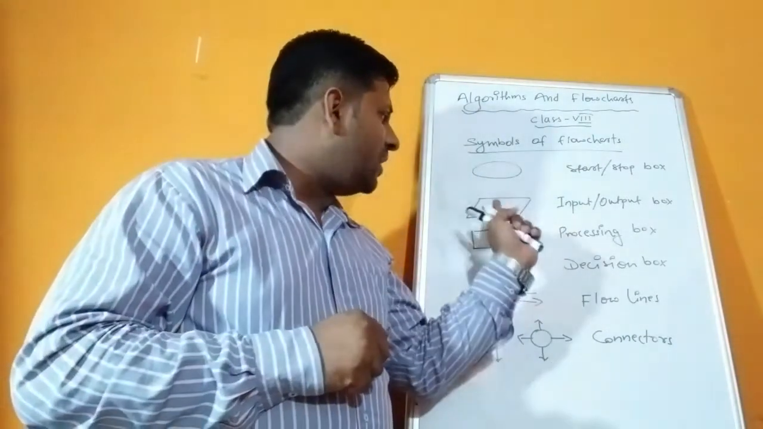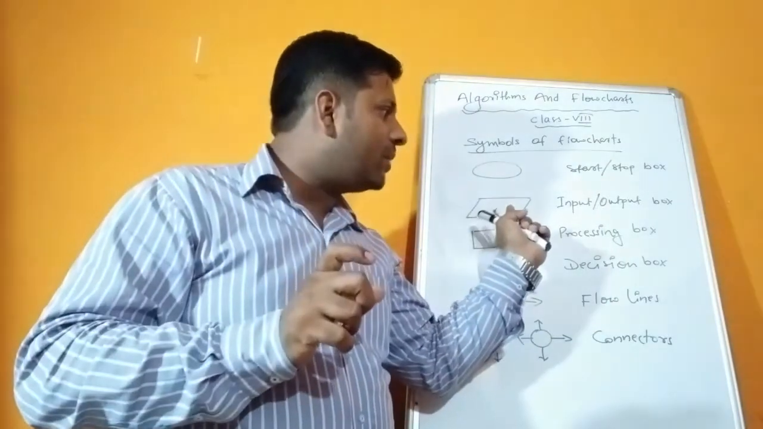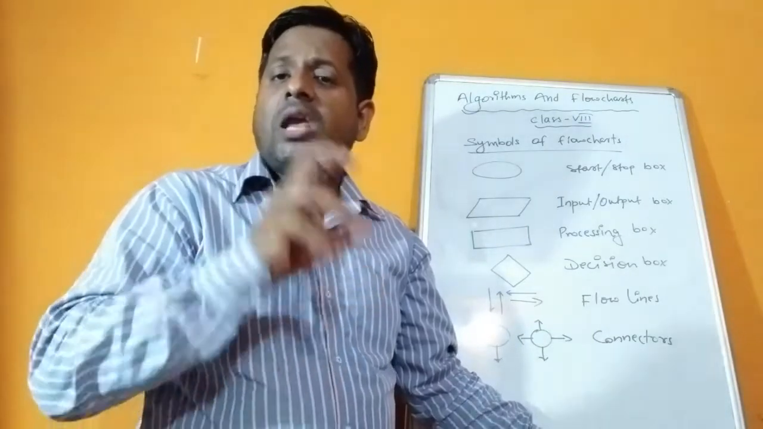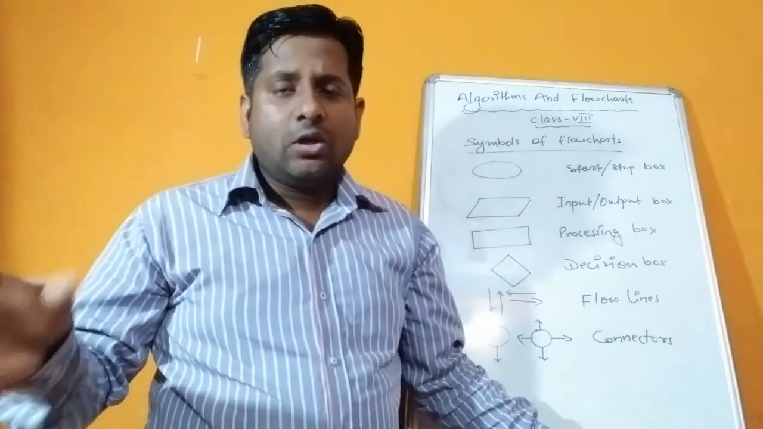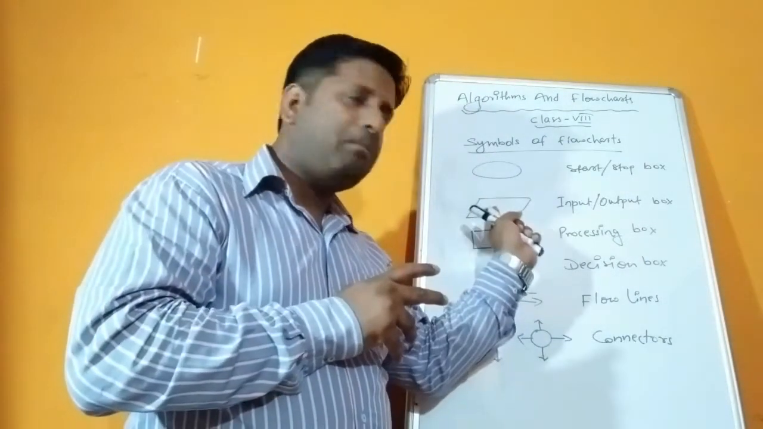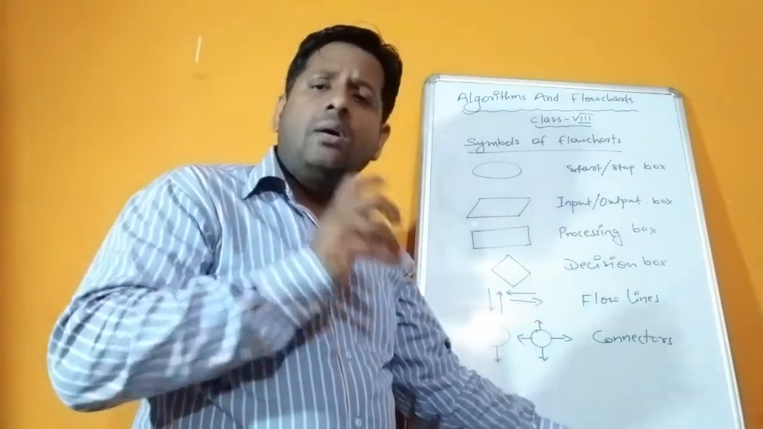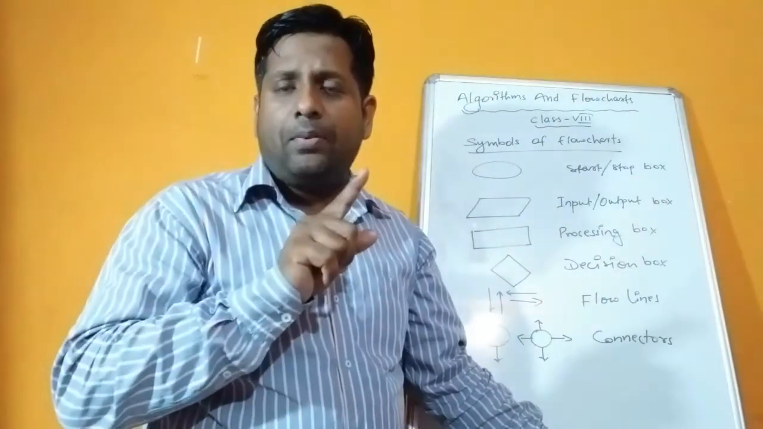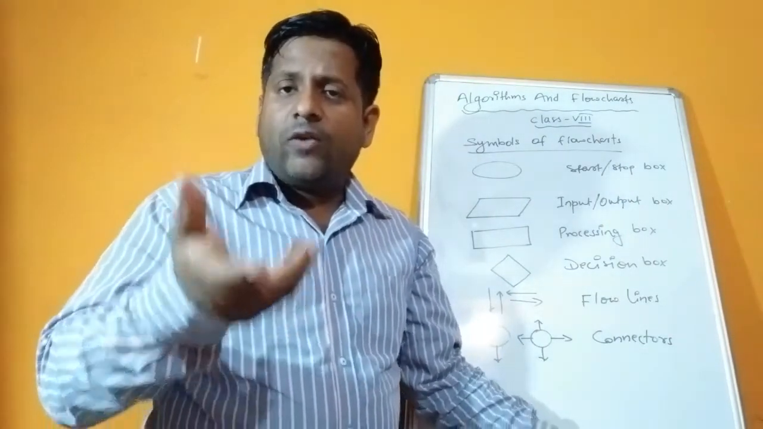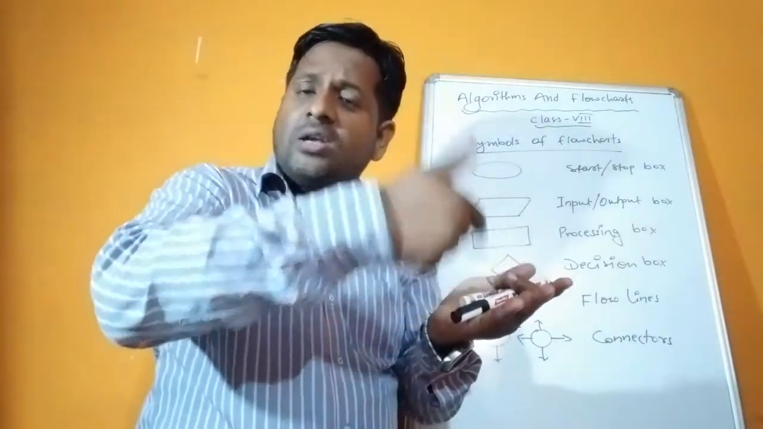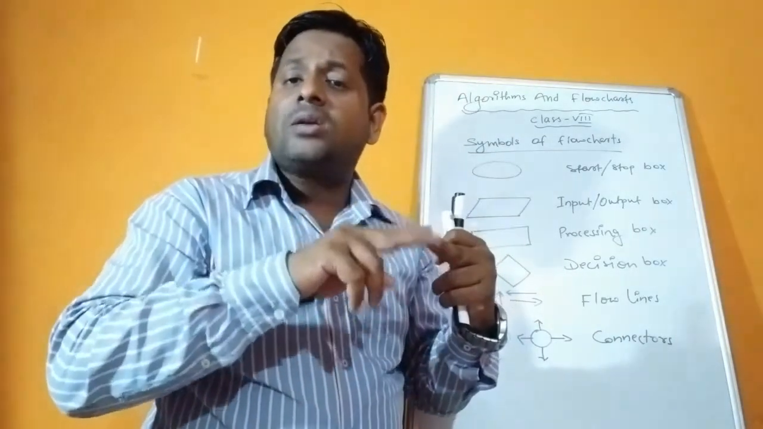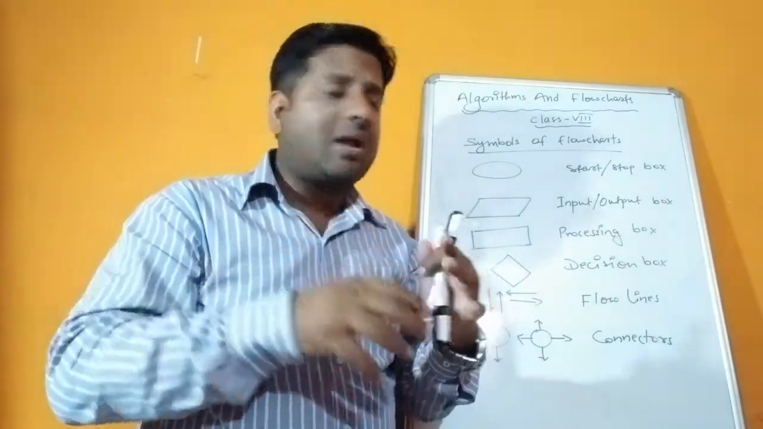Next to that you can see a parallelogram. In parallelograms, basically we ask for a value or display a value. That means it acts as an input or output box, to ask anything from the user or to display to the user. Thirdly, we have the processing box, which is rectangular in shape. Rectangle means the processing part, the executing part. Once you get the input, you need to process it so that you get the output. So in between input and output, the middle part is known as the processing part, and we make it using a rectangle box.